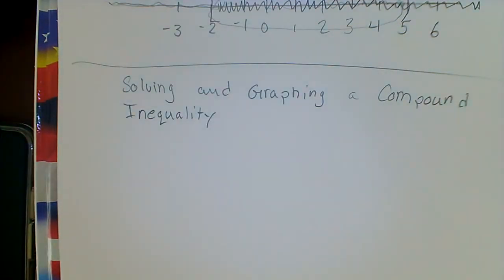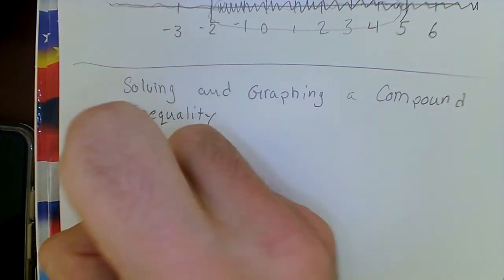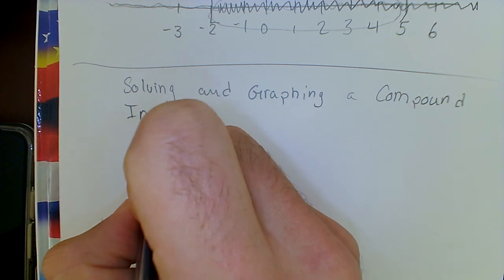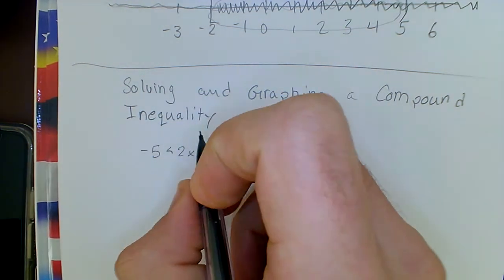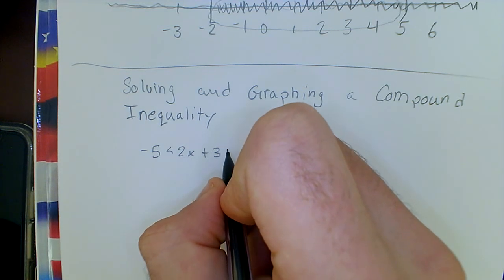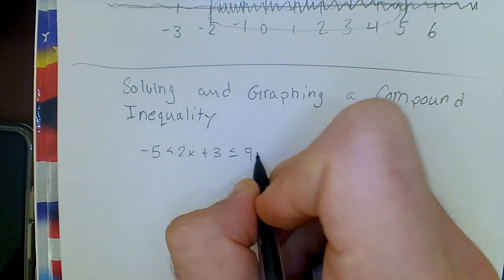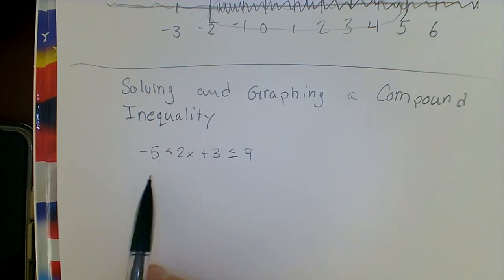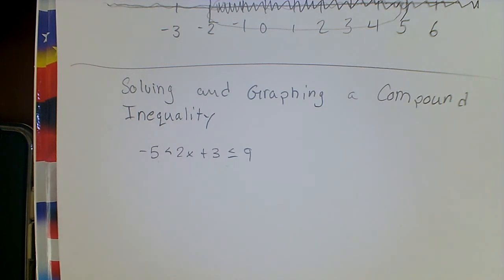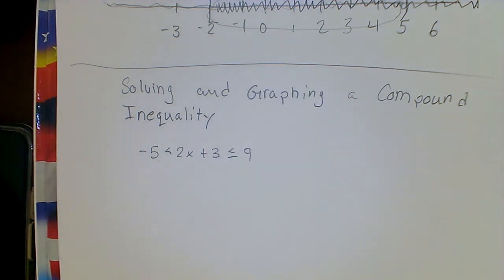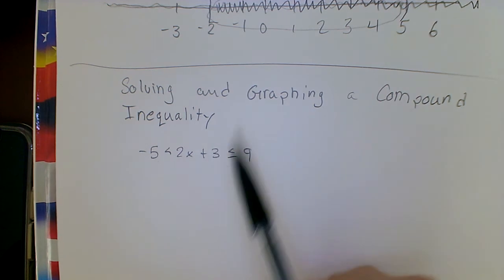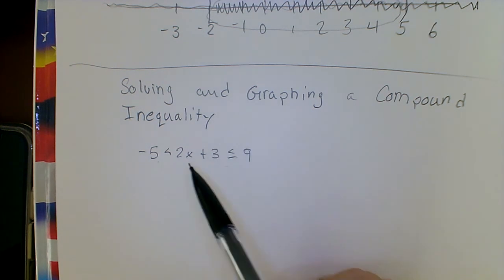A compound inequality is where you have two inequalities in the same line. An example would be negative 5 is less than 2x plus 3, which is also less than or equal to 9. So this is a compound inequality. This example is to solve it and graph it. We need to get x in the middle by itself here.